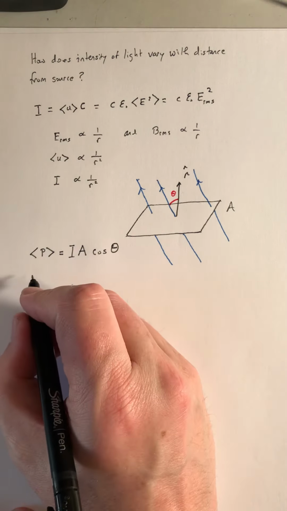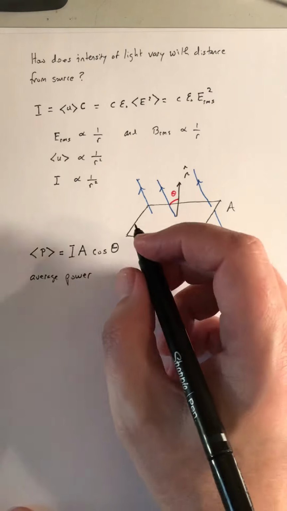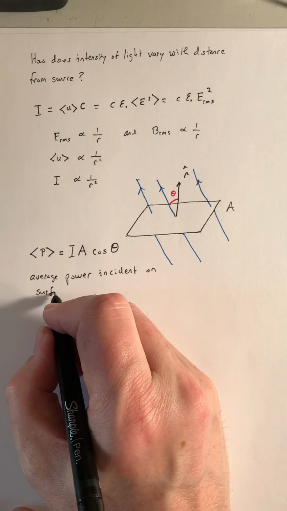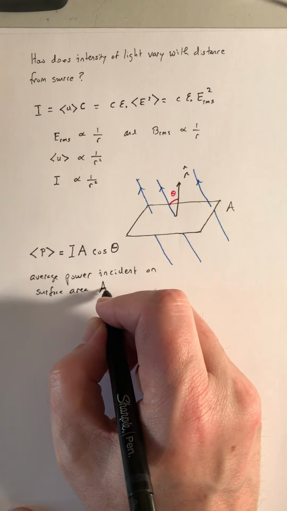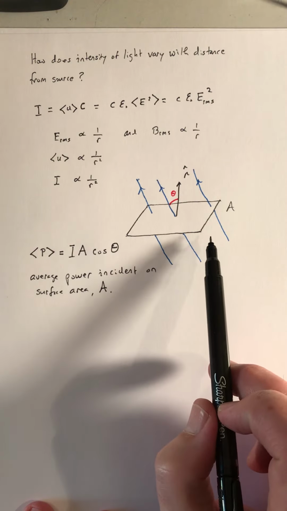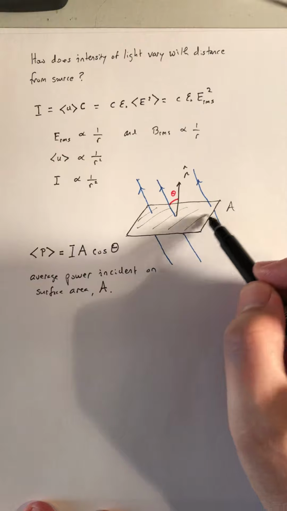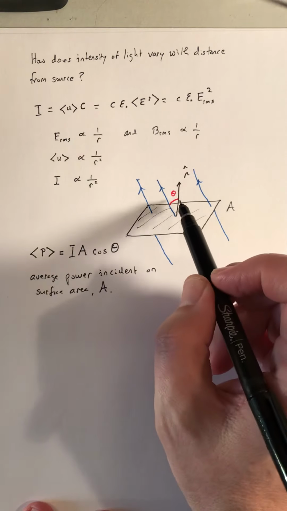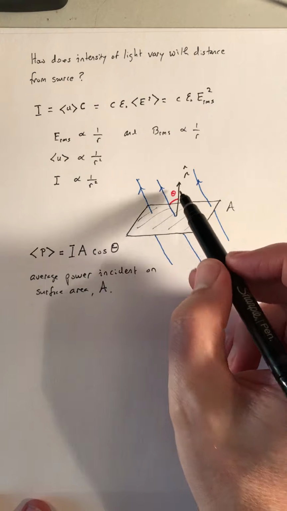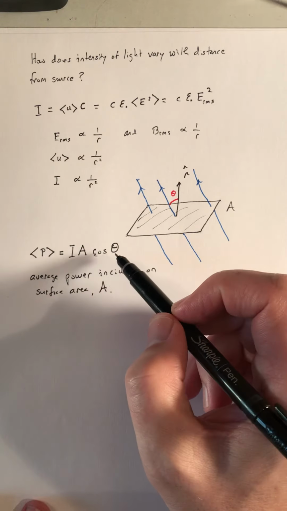And so that's telling us the average power incident on our surface area A. And again, the area A is actually a vector, so its magnitude is how big this area is, but its direction is the direction perpendicular to the surface of the area. And it's that angle between the perpendicular direction and the direction of the incident light, theta, that's going into this projection factor, cosine theta.